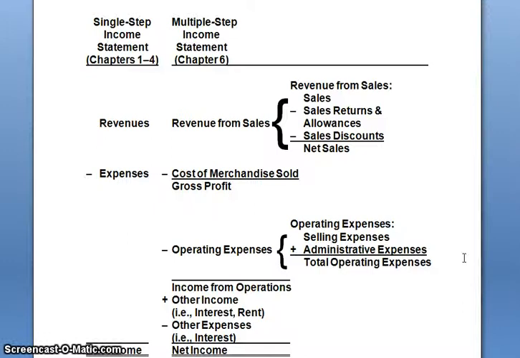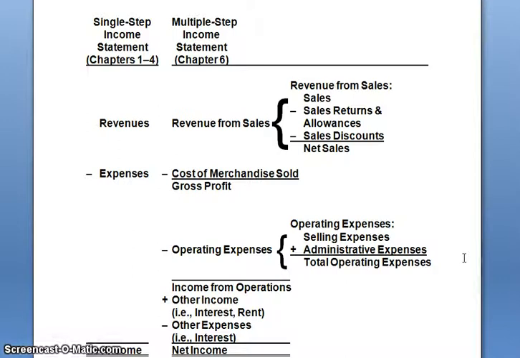Administrative expenses would be maybe, Target probably has a headquarters somewhere. I don't really know where that is, but let's say Target has a headquarters somewhere. Well, they're not actually selling things out of that headquarters. They're just there to manage operations of the businesses. So with that, they would be an administrative expense.